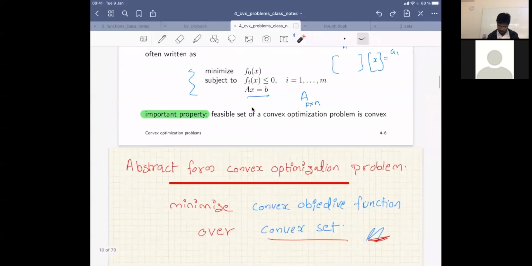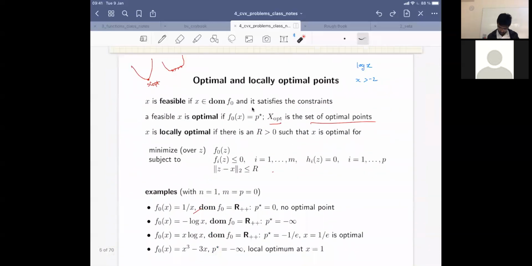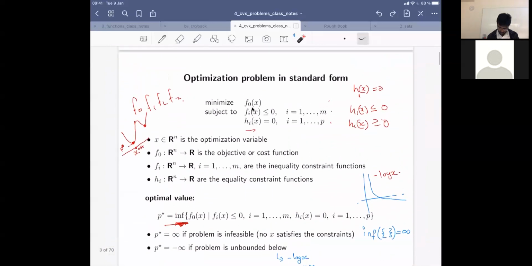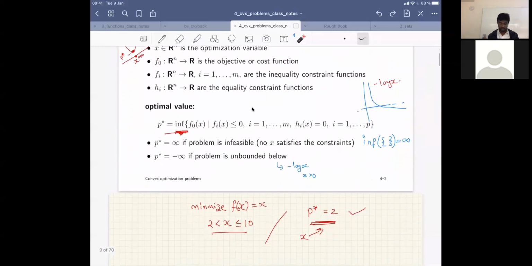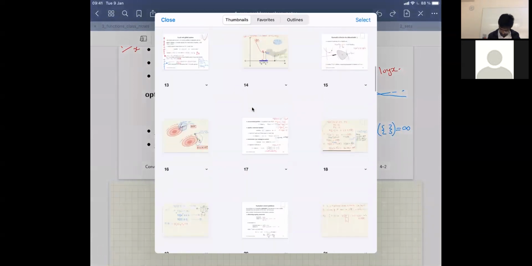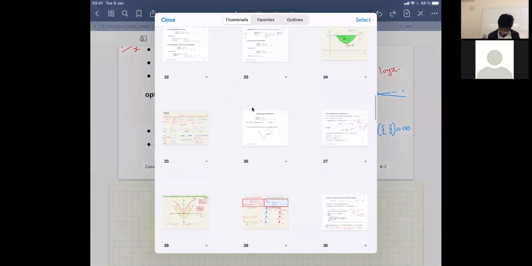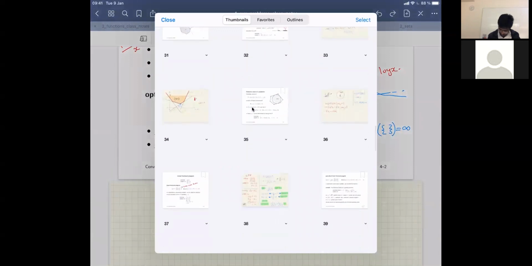Oh, it's long back. Oh, it was in the previous lecture. Anyway, it is quasi-linear actually. Okay. You can check it later.